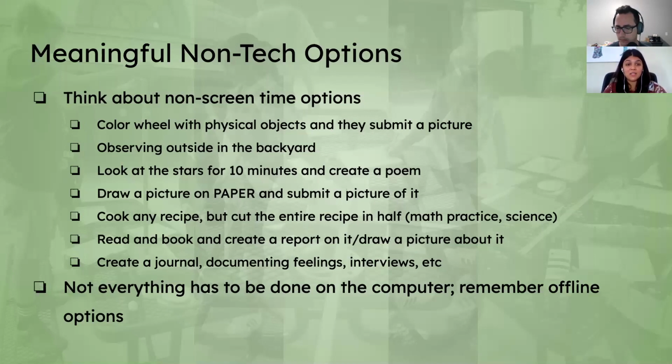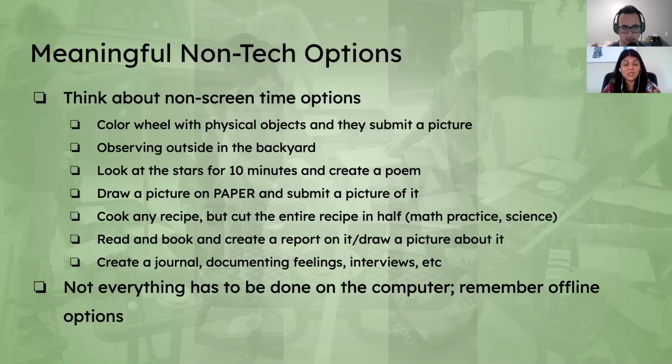So some ideas are making a color wheel with physical objects, making a recipe but cutting it in half. That way they have to look at all the different fractions. Drawing a picture on paper and then submitting it by taking a picture of it. Maybe they're looking at the stars for 10 minutes, or they're creating their poem, they're observing something outside, they're reading a book, creating a report on it.